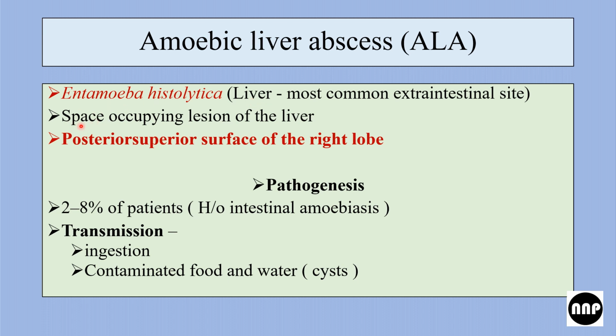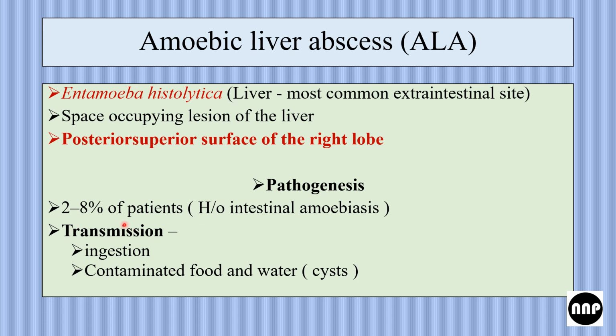This is a space occupying lesion of the liver, and the most important question here is the commonest site of the abscess formation. It is the posterior superior surface of the right lobe. This comes as an MCQ, that the most common site for this abscess formation is the posterior superior surface of the right lobe. Now let us talk about the pathogenesis of amoebic liver abscess.